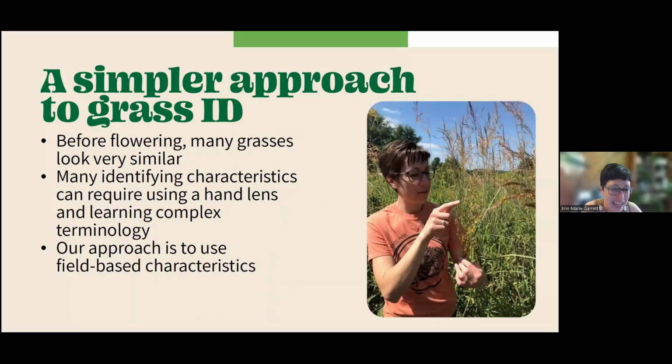Okay, so like I kind of said at the beginning, we're going to be doing a simpler approach to grass ID. We're really going to focus on characteristics that for the most part you can see out in the field. Now that may be out in the field using a hand lens, depending on how well your eyesight is, but not needing to be in a lab under a microscope or anything like that. We're going to use those field-based characteristics to the best of our ability and move forward with that.